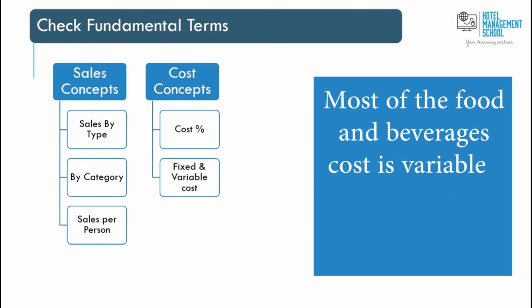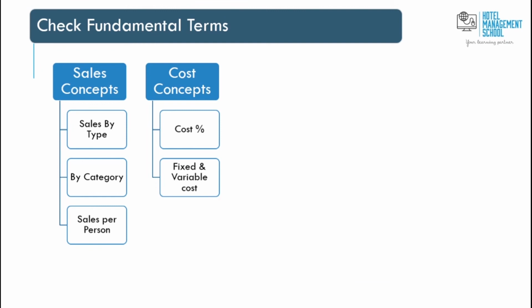Most of the food and beverage cost is variable. It's not fixed. But some parts, like buffet cost and set menu, are fixed to an extent, and the rest is variable. It depends on the volume.